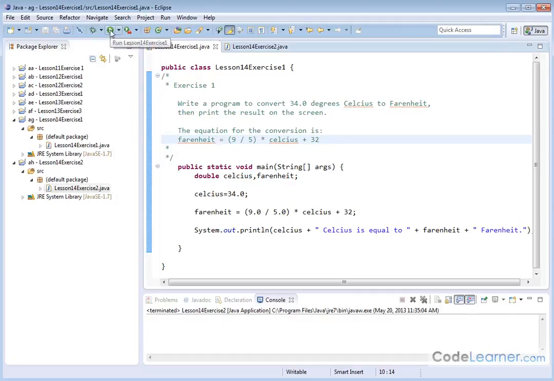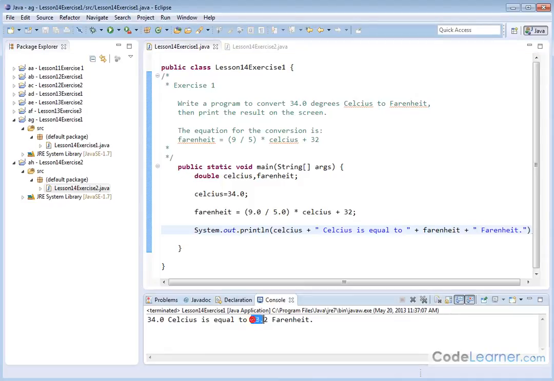So once we have this here, let's go and run it. So we've already saved it. Let's go ahead and hit run. 34.0 degrees Celsius, or 34.0 Celsius, is equal to 93.2 Fahrenheit. So that's what you get when you take 9/5 times 34 degrees plus 32. So this is the answer. And in this particular case, if you do it in a calculator, you're going to get 93.2.